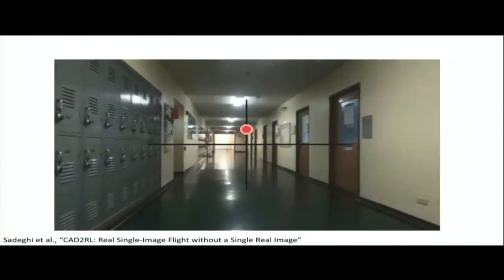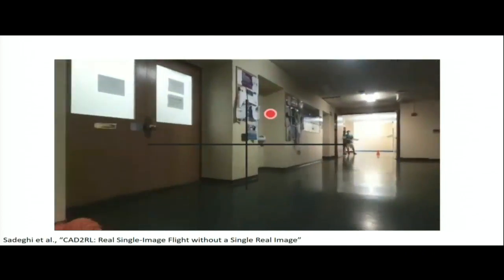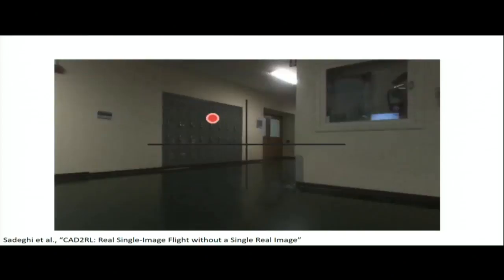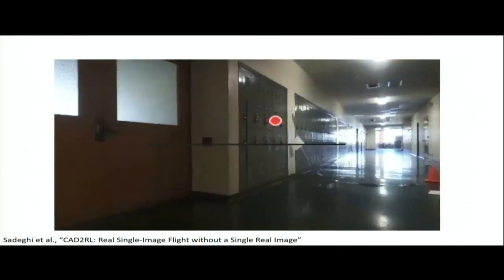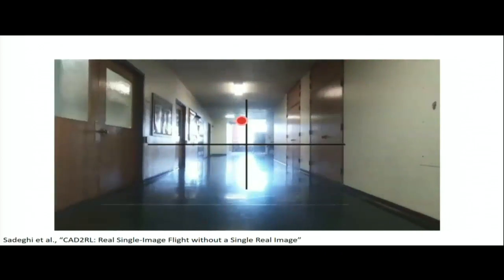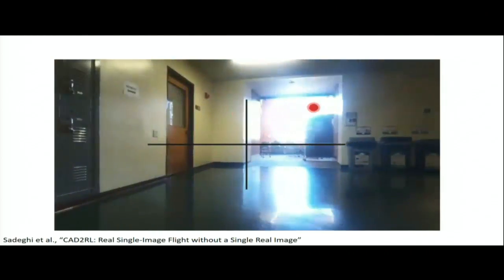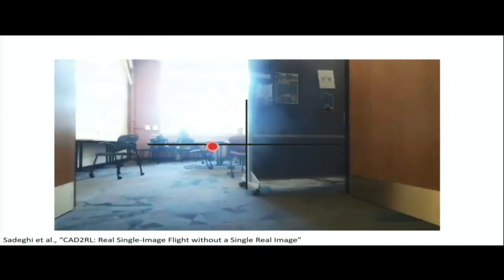So here's the animation. You can see it's not perfect, so sometimes, especially with windows, it has a tendency to move the dot over windows and get a little distracted. But on the whole, it actually does a pretty good job of flying the quadrotor down this hallway and keeping it centered.